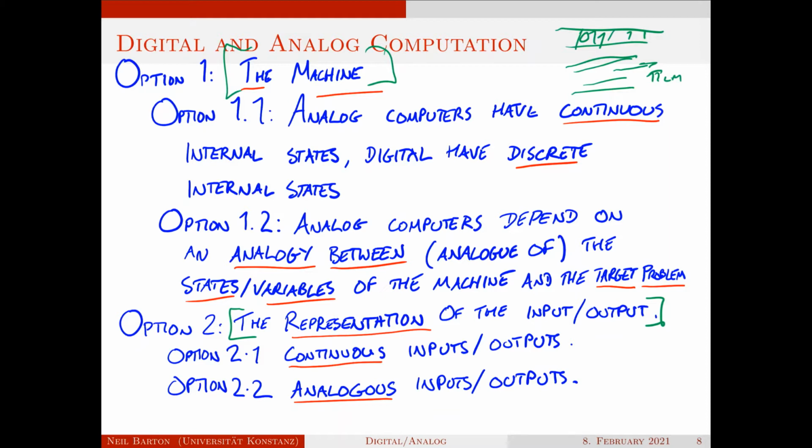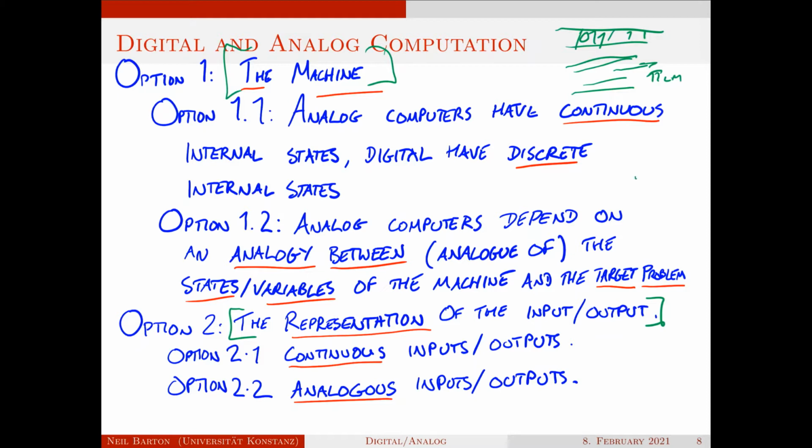So that's one characterization. It's on the internal states of how the machine behaves, and the distinction is between the continuous and the discrete. And the second option is what we discussed a little bit earlier, that analog computers depend on an analogy between the state variables of the machine and the target problem, whereas that's not present in the digital case. So this position argues.